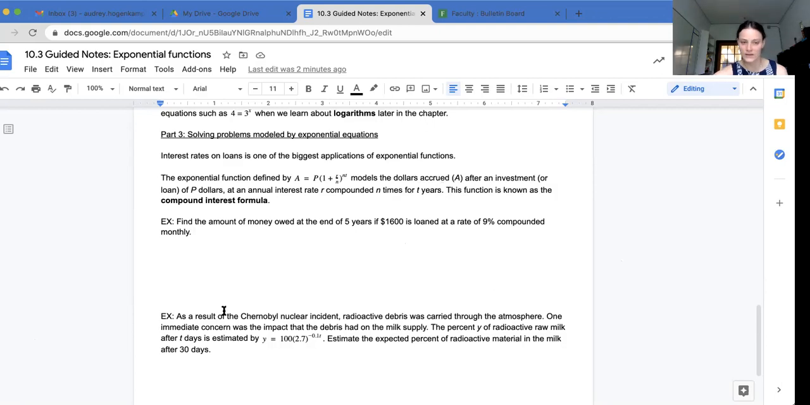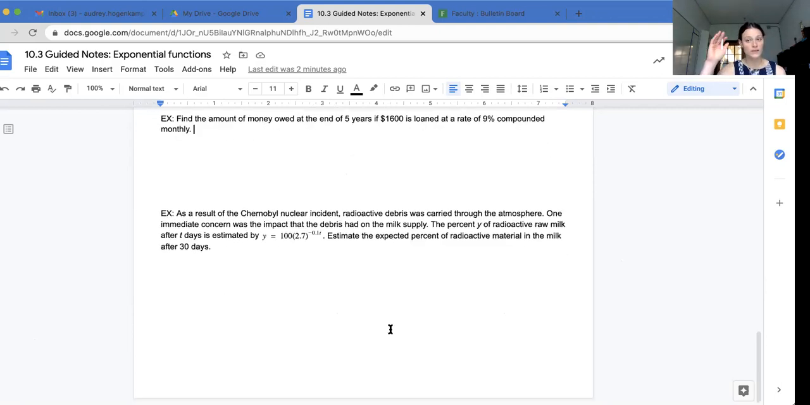All right, next up, this problem was actually randomly in the textbook right after Ella Rose told me that she could find Chernobyl on the snap map in like 1 minute. So this one's for you, Ella Rose. As a result of the Chernobyl nuclear incident, radioactive debris was carried through the atmosphere. One immediate concern was the impact debris had on the milk supply. This problem is straight out of the textbook, I swear to God. But the immediate concern of Chernobyl was milk supply? I don't even like milk. I feel like there are so many more immediate concerns after a giant nuclear explosion.